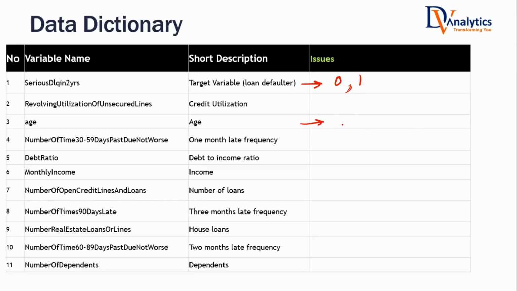Age, are there any glaringly visible issues that we need to consider later on? No, sir, not much. Some values of age are going above 100, but very few frequency. We can see that later. Tell me 1 month late frequency. Are there any issues in that?